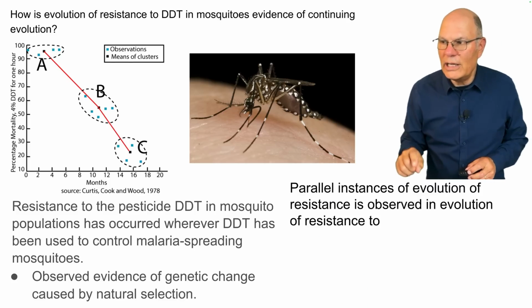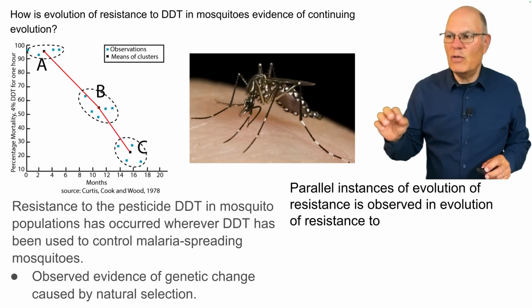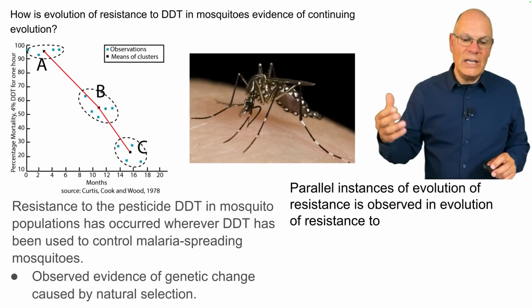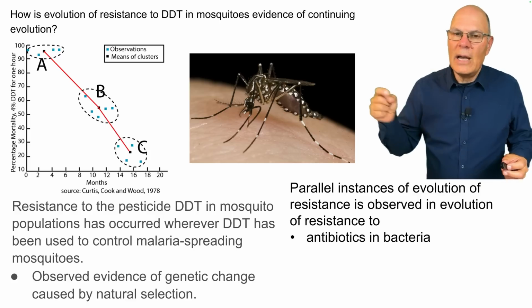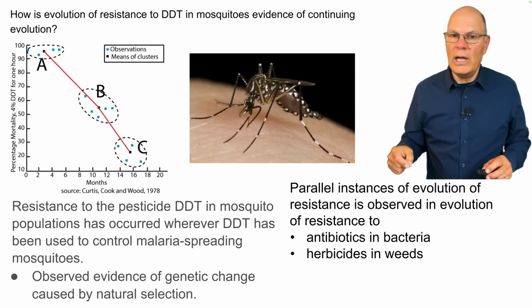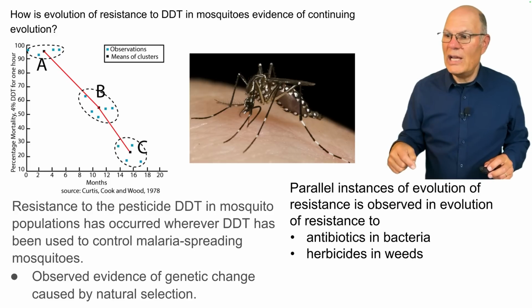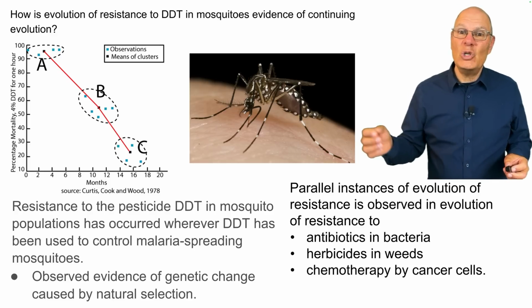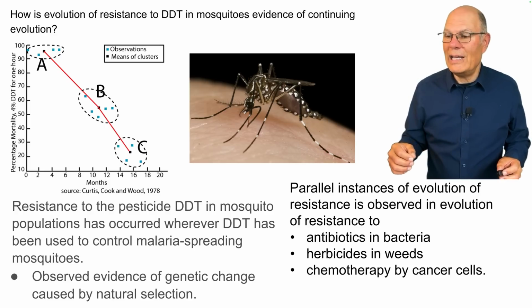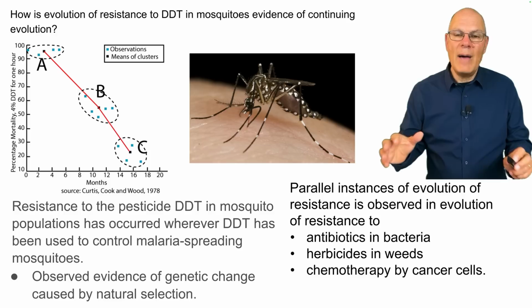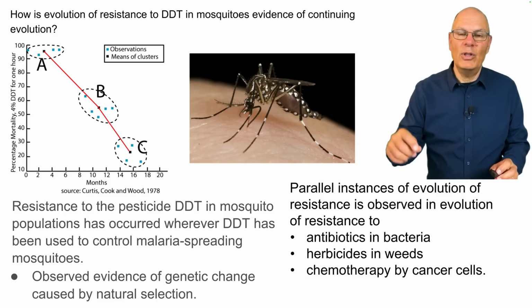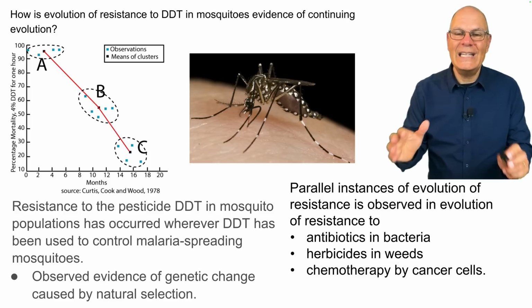There are parallel instances of evolution of resistance that have been observed in the evolution of antibiotic resistance in bacteria, resistance to herbicides in weeds, resistance to chemotherapy drugs by cancer cells. It's a phenomenally important example of evolution that we can observe in this day.